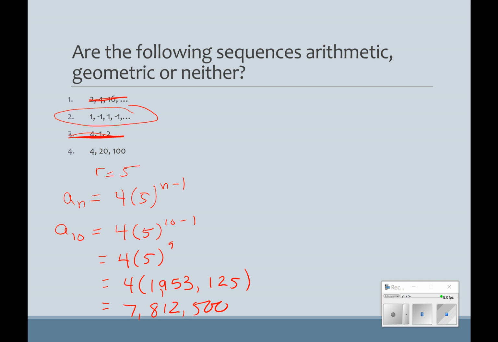So today we looked at arithmetic sequences and geometric sequences, compared them, and then learned how to write a geometric sequence and how to find the nth term.